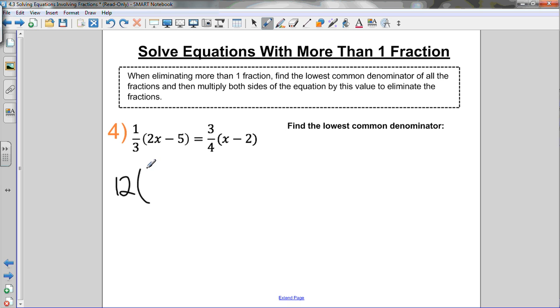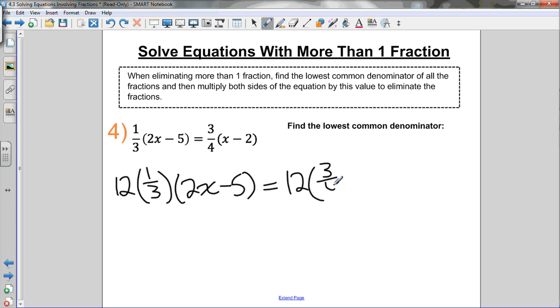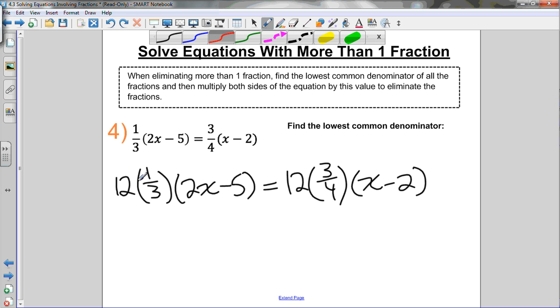So multiply the left side by 12 and multiply the right side by 12. And then when you simplify this, the fractions will be gone. So I have a 12 times a third. So I have a 12 divided by 3. 12 divided by 3 simplifies to 4. And on this side of the equation, I have a 12 times 3/4. So I have a 12 divided by a 4. 12 divided by 4 simplifies to 3.